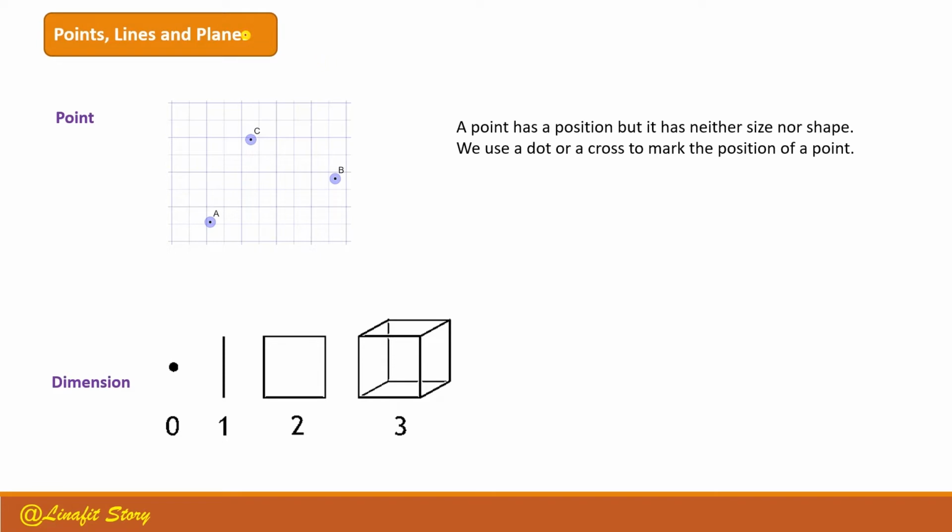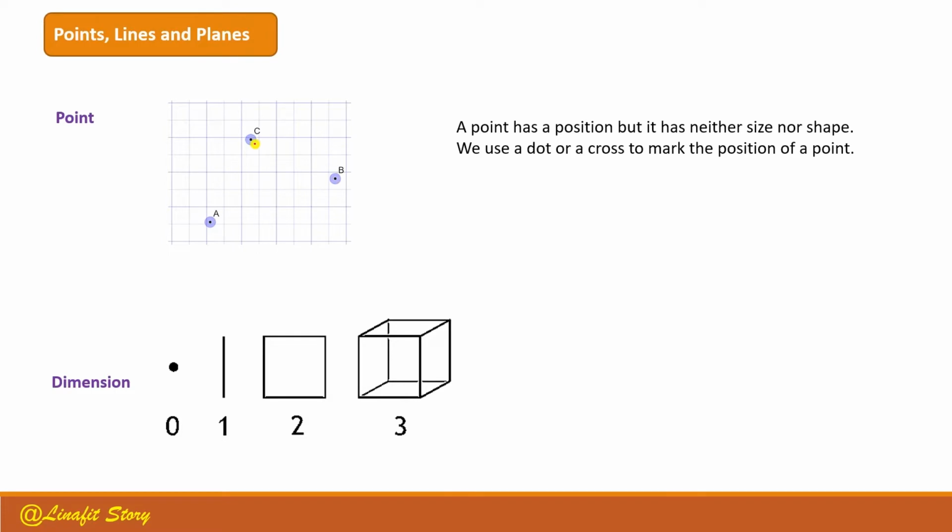Points, lines, and planes. The most basic geometric figure is a point. A point has a position, but it has neither size nor shape. We use a dot or a cross to mark the position of a point. For example, this is point A, point B, point C.